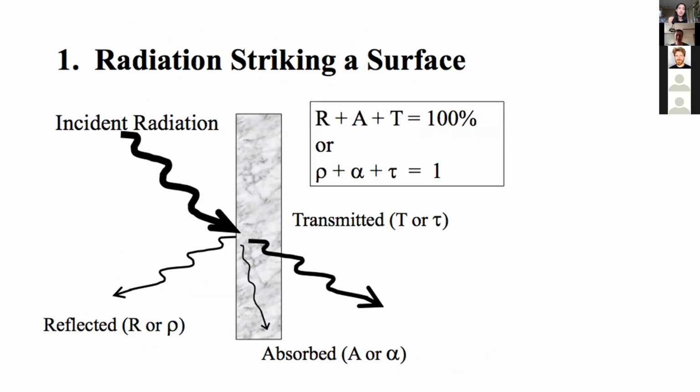So there are two ways that radiation interacts with a surface. First, radiation strikes a surface. So this is called incident radiation. Incident radiation will hit a surface and will be reflected, and then the Greek letter is rho, absorbed, alpha, or transmitted, tau. So the formula, adding all these together, reflection plus absorption plus transmission equals 100%. And the 100% represents the original incident radiation.